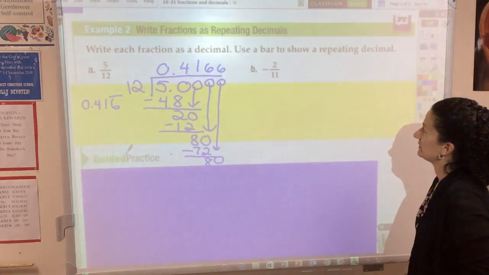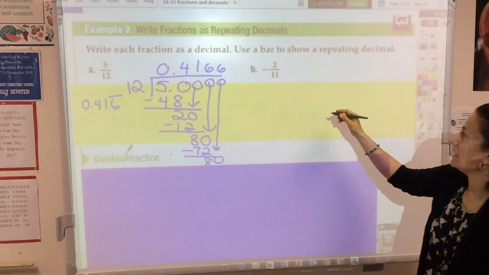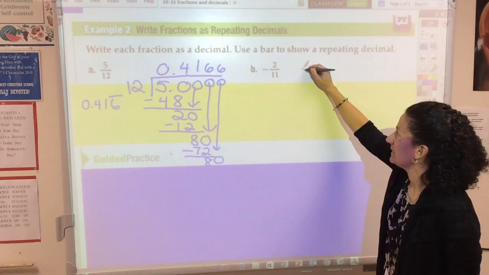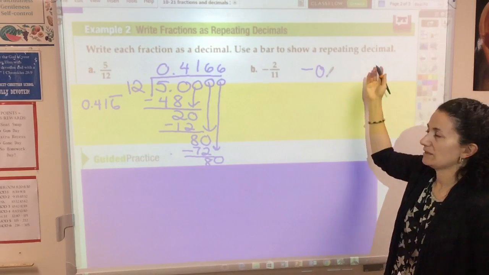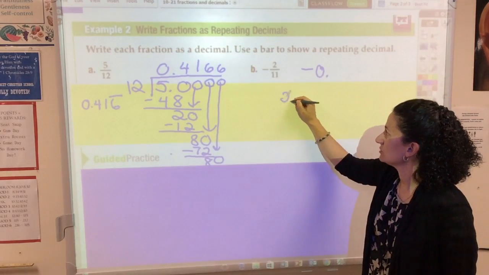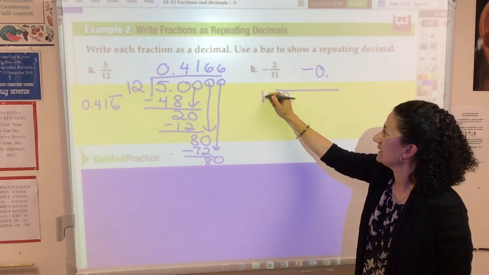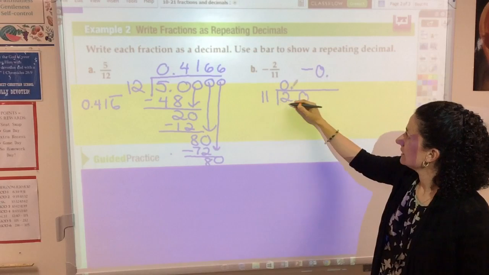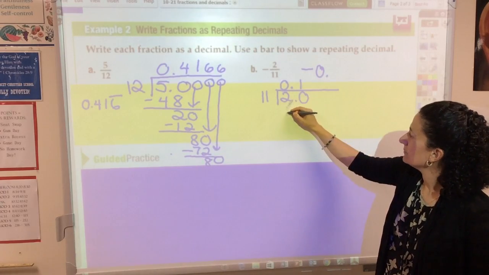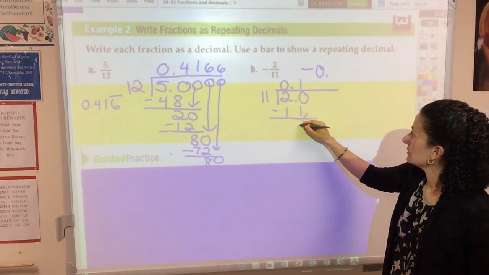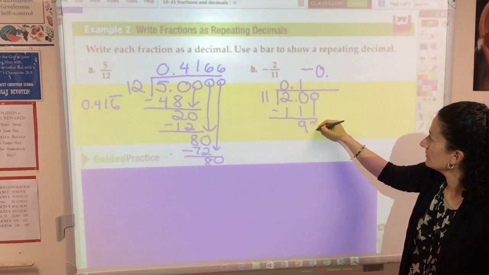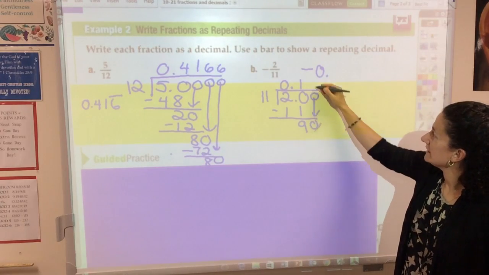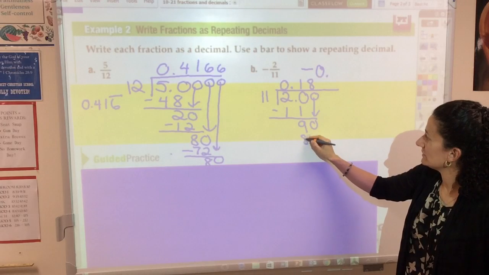Okay, here we have an example of a negative fraction, 2/11. So I know my answer is going to be negative 0 point something. And I'm just going to divide as usual. 2 divided by 11. I'm going to divide 11 into 2. 11 goes into 20 one time. Remainder 9, bring down a 0. 11 goes into 90 8 times because 8 times 11 is 88.